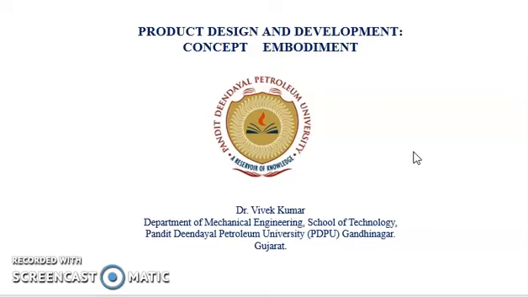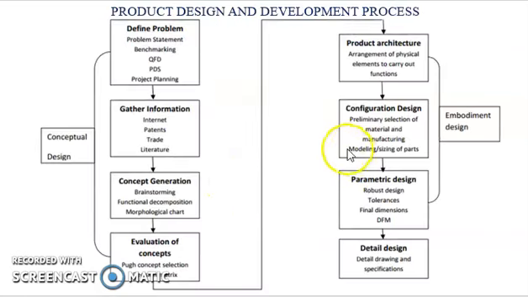In this video lecture, I will be covering some basic methods used to perform concept embodiment activity in product design and development process. This flow diagram represents an alternative approach of product design and development process. Earlier, we have studied product design and development process in three stages, namely understanding the opportunity, developing a concept, and finally implementing a concept. This approach also incorporates all these features, but they are classified in two categories. First is the conceptual design and second embodiment design.